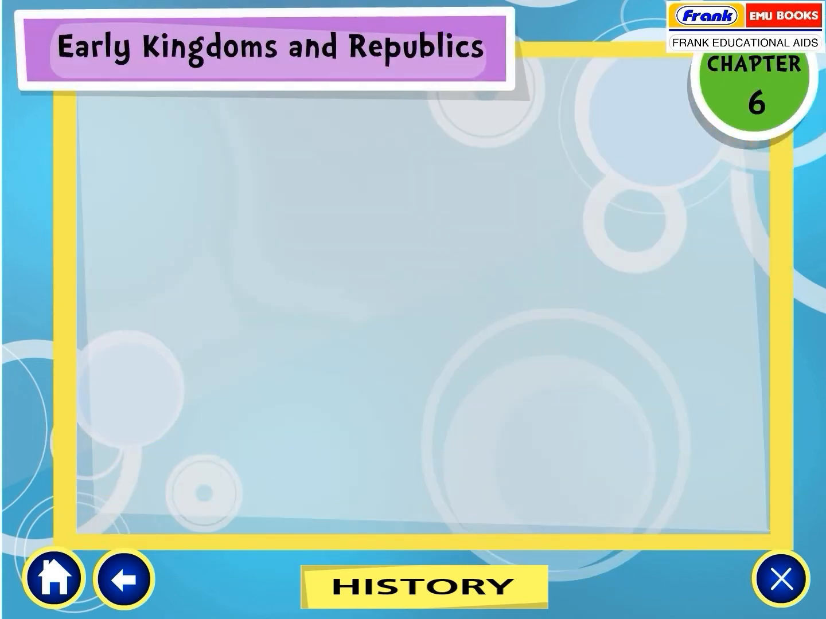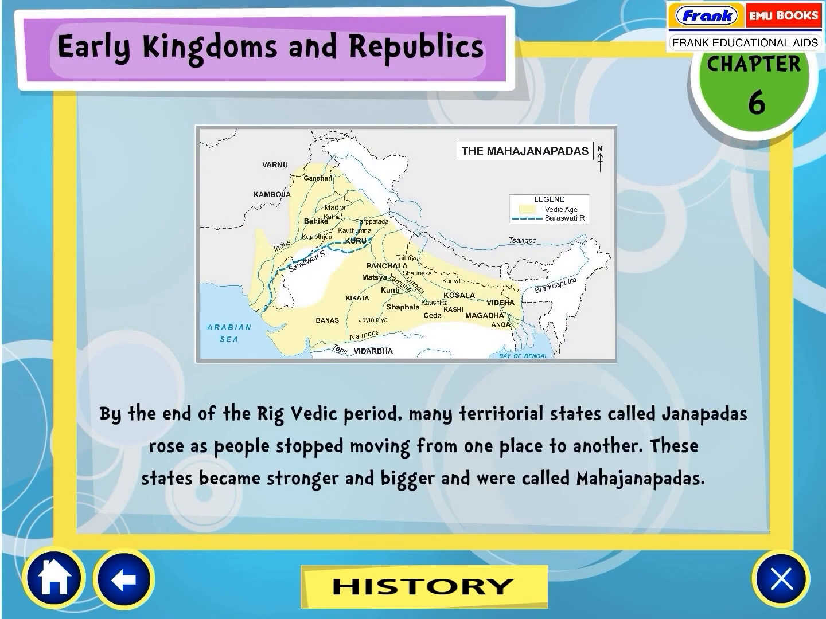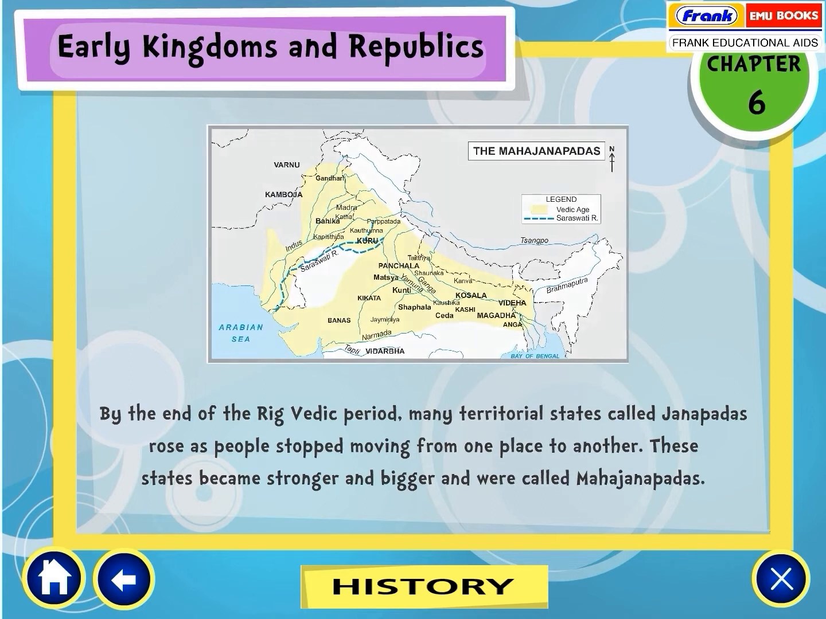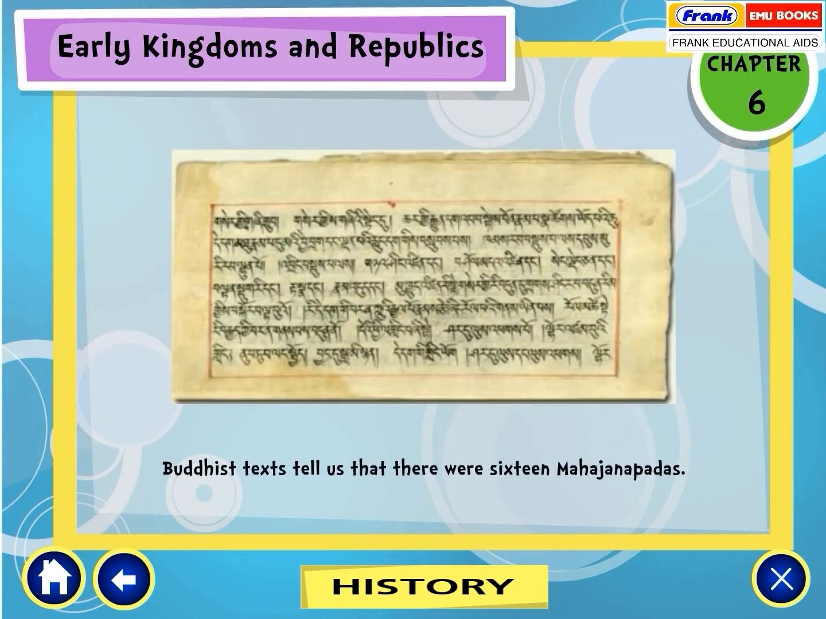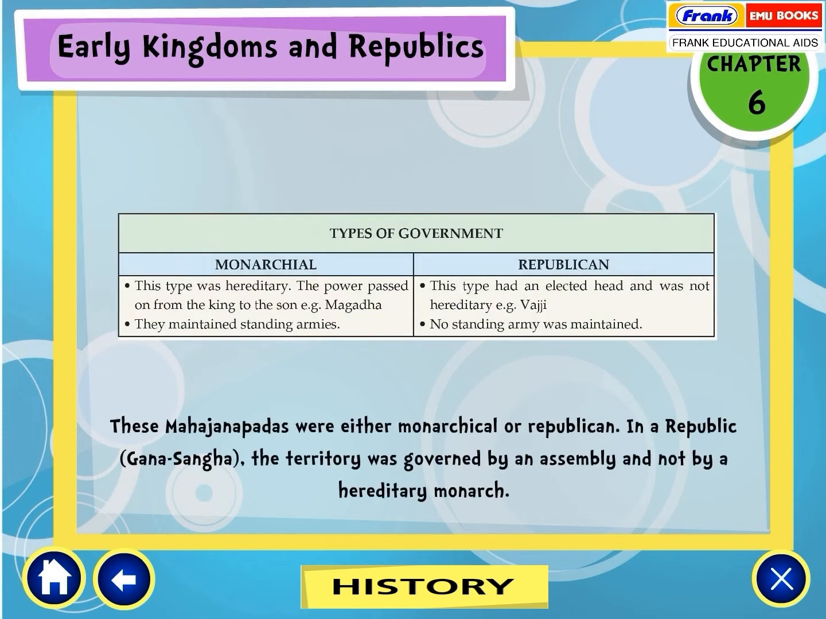Early kingdoms and republics. By the end of the Rigvedic period, many territorial states called Janapadas rose as people stopped moving from one place to another. These states became stronger and bigger and were called Mahajanapadas. Buddhist texts tell us that there were 16 Mahajanapadas. These Mahajanapadas were either monarchical or republican.